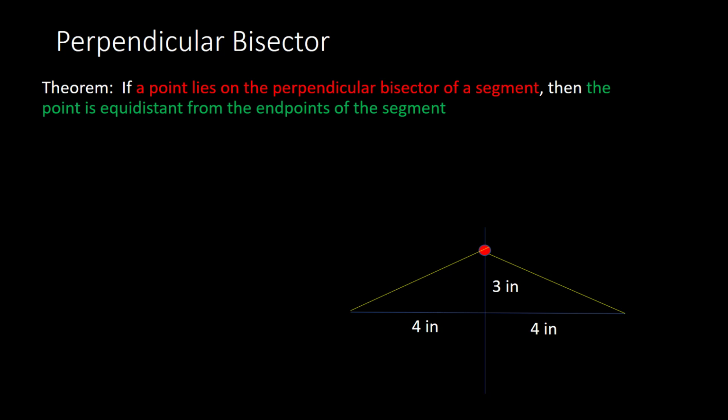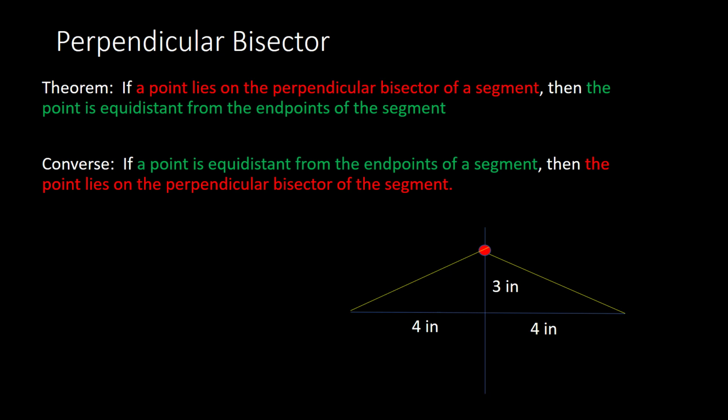So we just said that if a point lies on the perpendicular bisector of a segment, then the point is equidistant from the endpoints of the segment. So this theorem we just proved to be true, and the converse is also true, meaning if we switch the if and the then statement, we also have another true theorem. So instead of saying if a point lies on the perpendicular bisector, we say if a point is equidistant from the endpoints of a segment, then the point lies on the perpendicular bisector. So both the theorem and the converse of the theorem are going to be true.